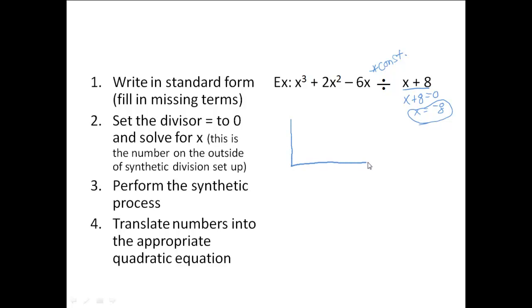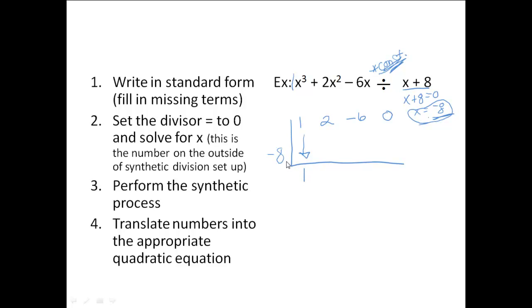So I set my box up and I bring down my coefficients. Now there's really a 1 in front of my x cubed, so I would have a 1 there. I have 2 for the x squareds. I would have negative 6 for the x. And now remember, I don't have a constant, so I have to fill in a 0 there because I need that place to be held. Then on the outside, I put this negative 8 that we just found. And I perform my synthetic process.